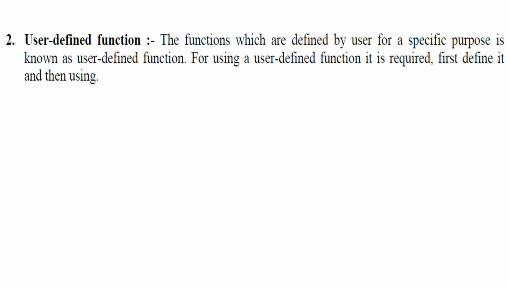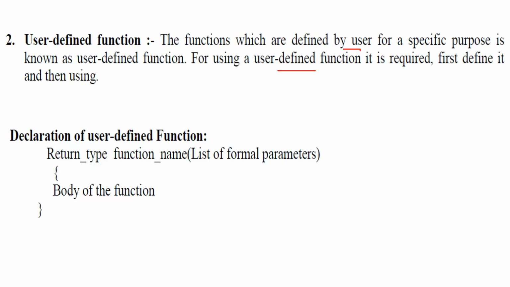Then we have the user defined function, that is the function which you have to define, or make by ourselves. The functions which are user defined are the ones we define for a certain purpose, for performing some functionality. For using a user defined function, first we need to define it, then we have to use it. That is, we give the proper functionality or code inside that function, and then we use it.